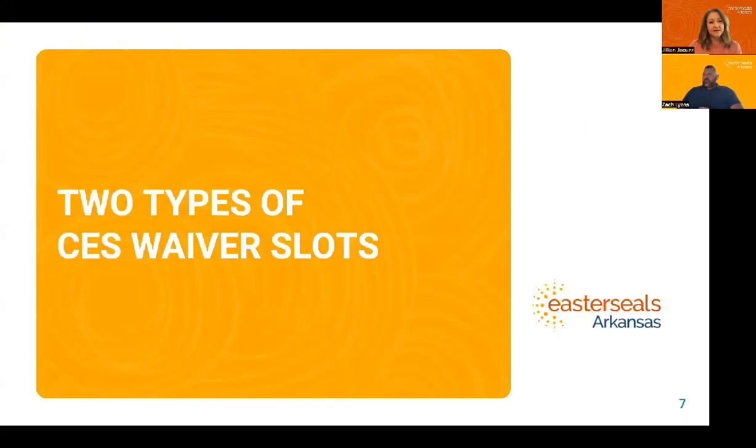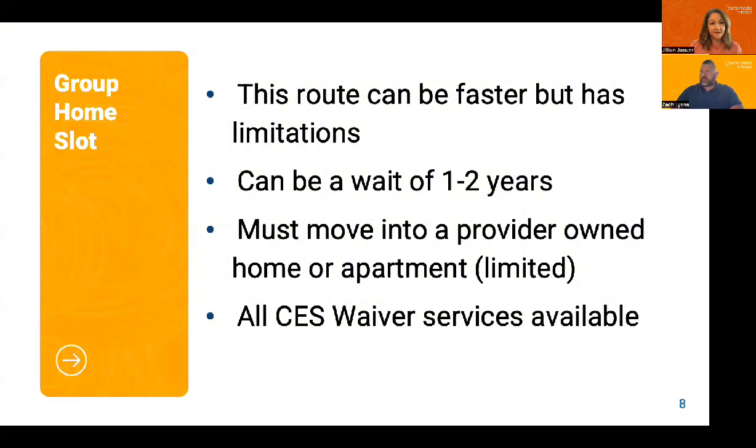Okay, so there are two types of waiver slots that we'll talk about. Group home slot. Like we said, with Medicaid waiver, it's a resource that you're just not entitled to with standard Medicaid. You actually have to request it. You have to apply for it. And we'll talk about that application process in a moment.